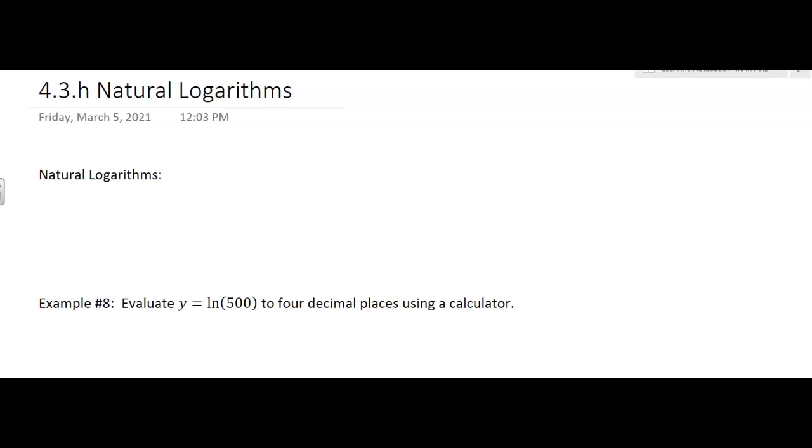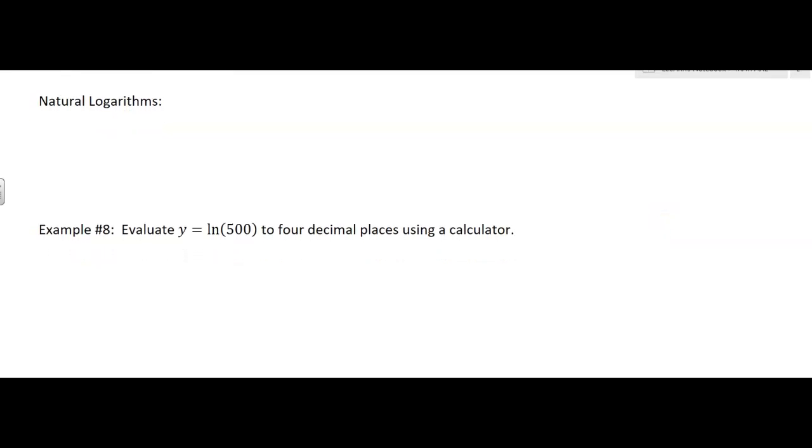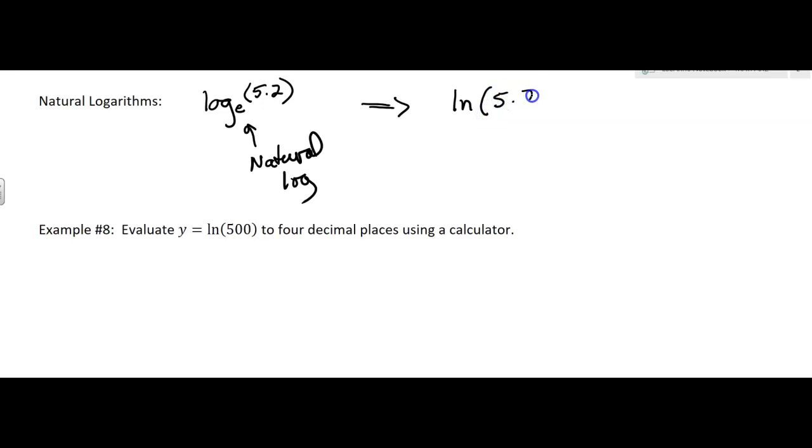So we have another special logarithm, and they're called natural logarithms. I guess it just has a special base. So when you have log base e of 5.2, that is called a natural log. So when the base is e, it's a natural log. And so there's special notation, and it's written ln of 5.2. So when you see ln, that means the base is e, that it's a natural log.